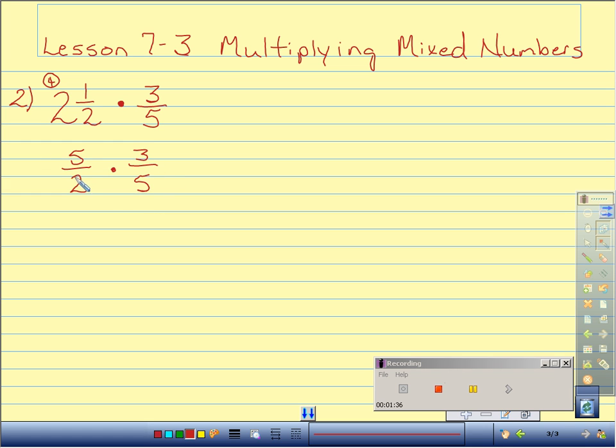Diagonally, we can't reduce anything. Oh, yes, we can. 5 and 5. 5 turns into 1, because 5 goes into itself one time, and 5 goes into itself one time. Anytime you see two numbers diagonally across a multiplication, we can always reduce those to 1s. Now multiply straight across. 1 times 3 is 3, and 2 times 1 is 2. This is an improper fraction. Again, hopefully you wouldn't have to do the division here, because you know that 2 goes into 3 one time with 1 left over, and the denominator stays the same.